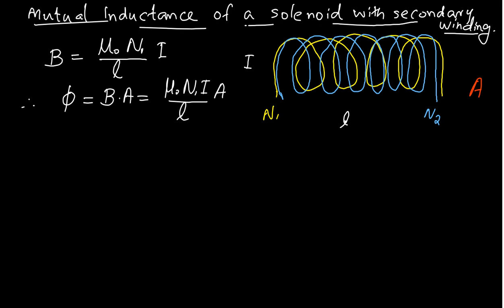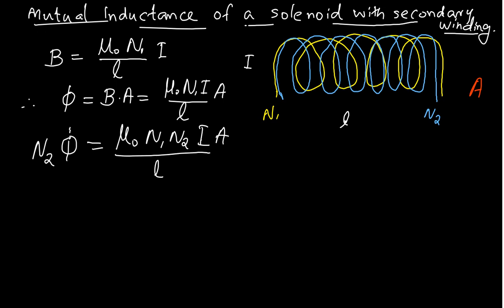Then the flux linkages with secondary is N2 into phi, where N2 is the number of turns of the secondary coil, equal to mu 0 N1 N2 I A divided by L. Here we assumed that there is no flux leakage.